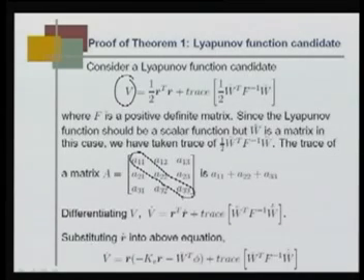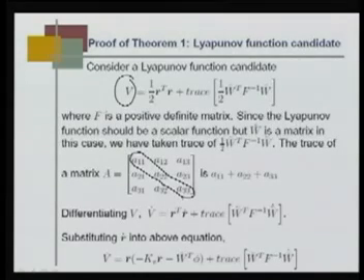Okay. So, differentiating, V dot is R transpose R dot plus trace of W tilde transpose F inverse W tilde dot.